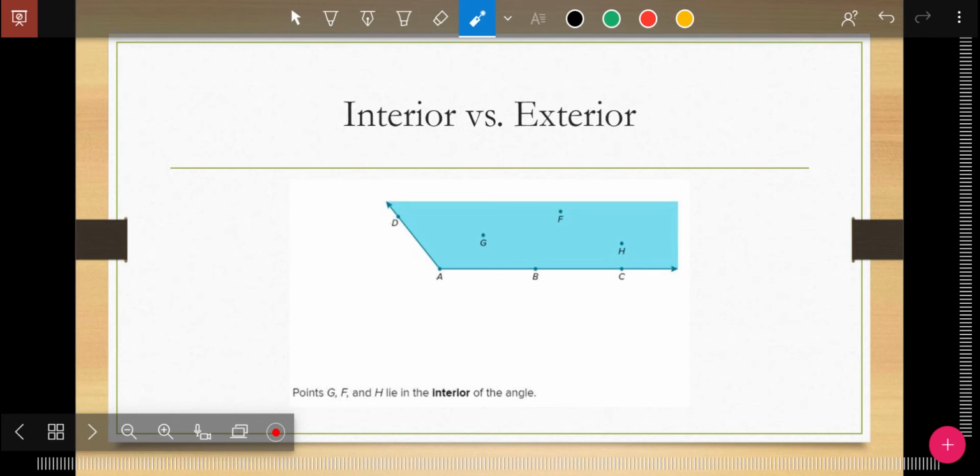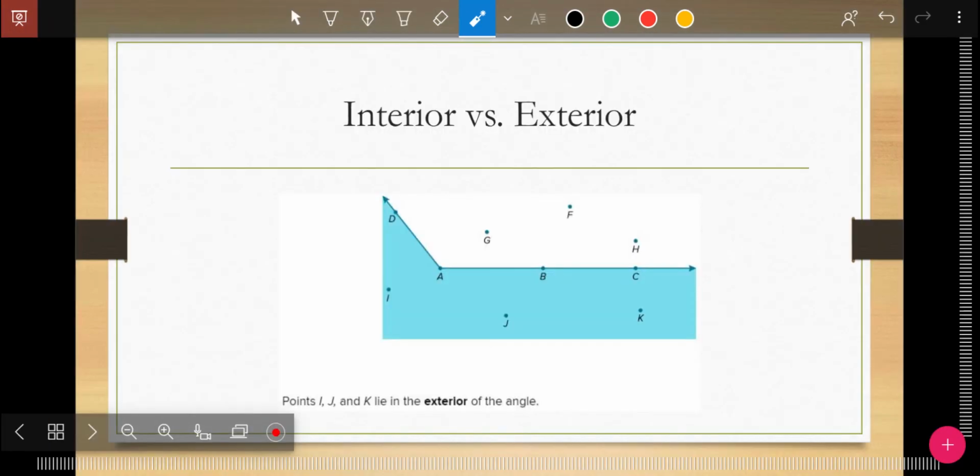You've got to know the difference between interior and exterior. So they're going to talk about things that are on the interior of an angle. Interior means on the inside. So the angle opens up in this direction. Right? So these points G, F, and H are all on the interior. Okay. And so that makes these points I, J, and K on the exterior. Points D, B, and C, or maybe you can say D, A, B, and C, are on the angle. So inside and outside the angle, exterior and interior.